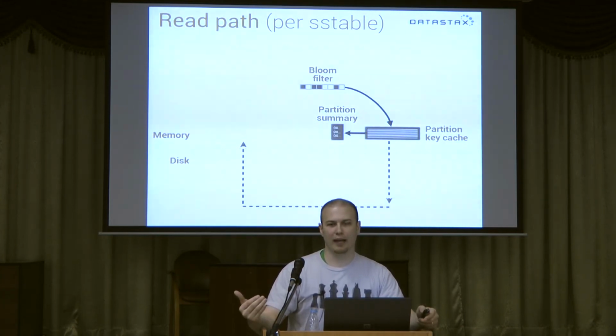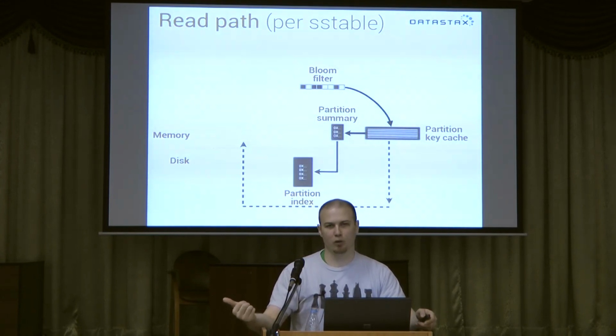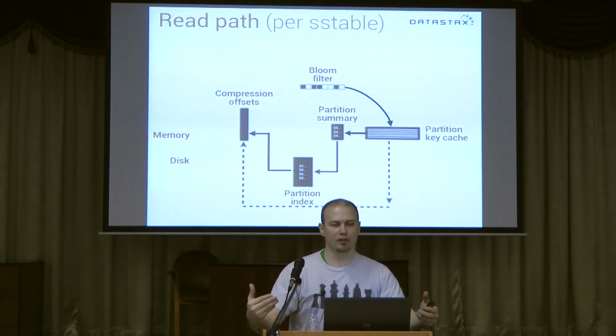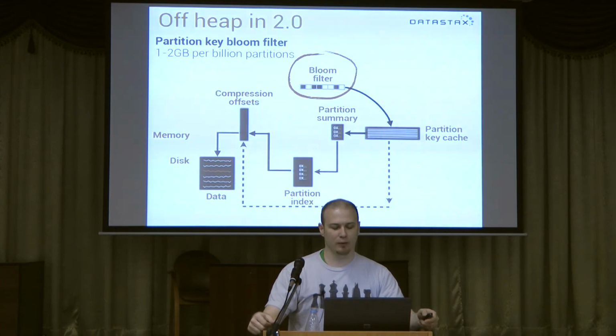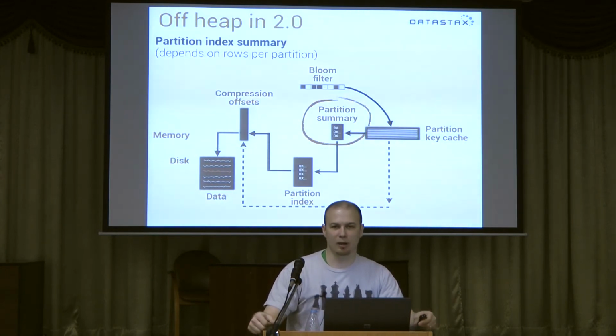So if there's no cache hit, we'll go and do a binary search against the partition summary, which will let us get to within 128 records of the index on disk. We'll go read that from the disk. We'll then turn that into a compressed offset. So the partition index contains uncompressed offsets. We'll run that through our translation table to what compressed block that corresponds to, and then we can read that from disk.